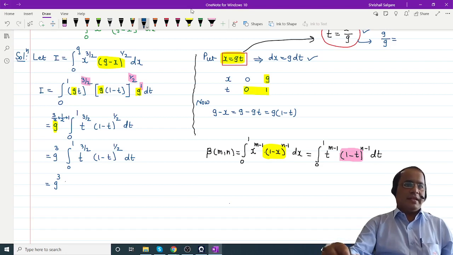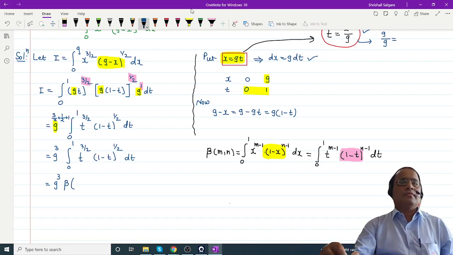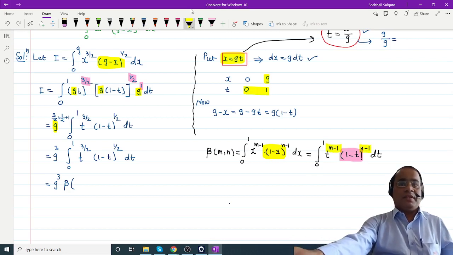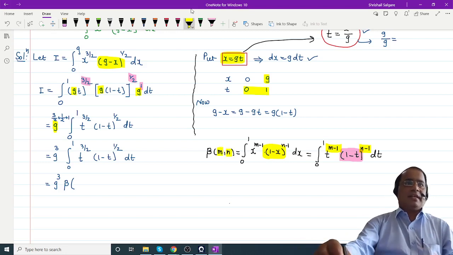If you are writing in terms of beta, then beta of what is the first parameter? Remember, the first power is m minus 1, second power is n minus 1. Then the parameters for beta are given as m and n. Yes, continue.